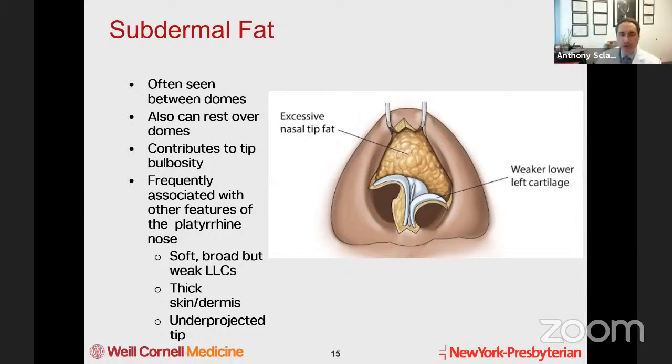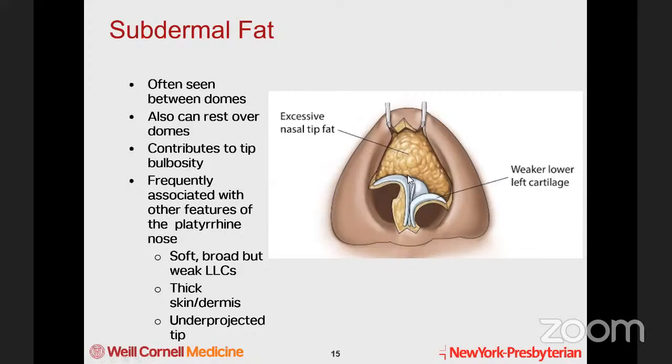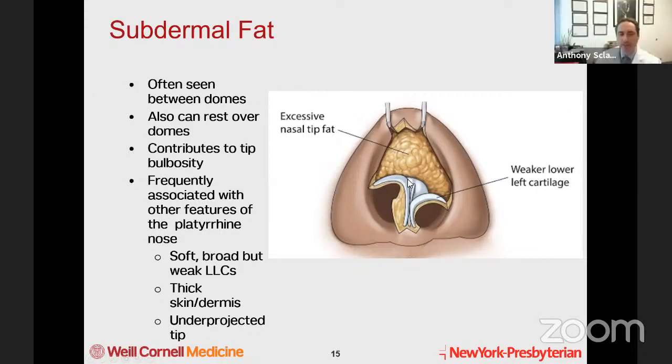I can put all the sutures I want. I can do whatever I want, cut whatever I want. But is that going to support a nice, strong, tense tripod that will show through the skin? Okay, and they'll also be underprojected. So these are sort of a complex of things: thick skin, fat, weak cartilage, giving you an underprojected, round, broad tip. That's a really classic combination.